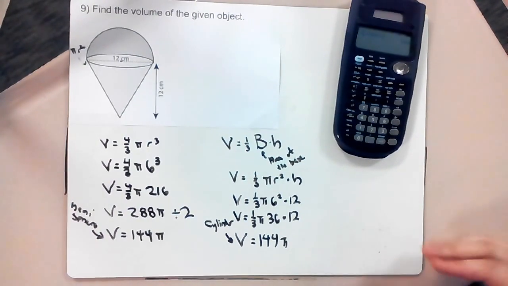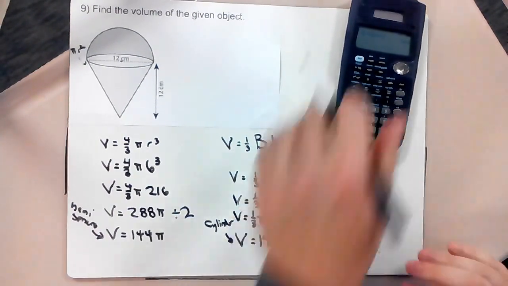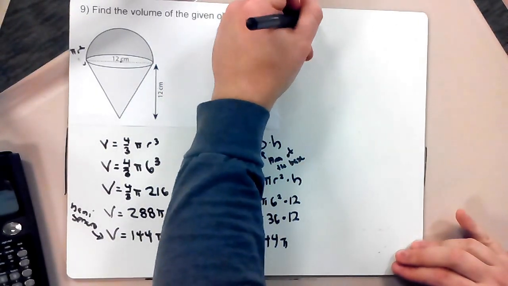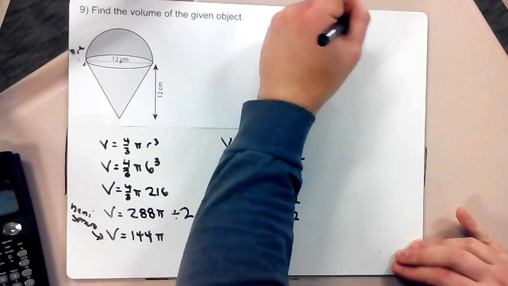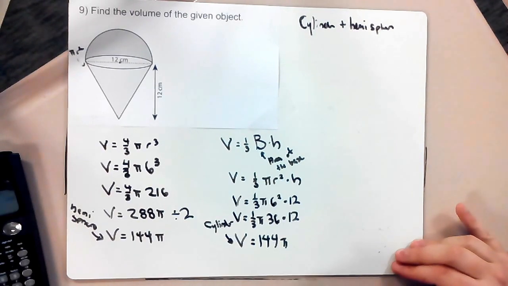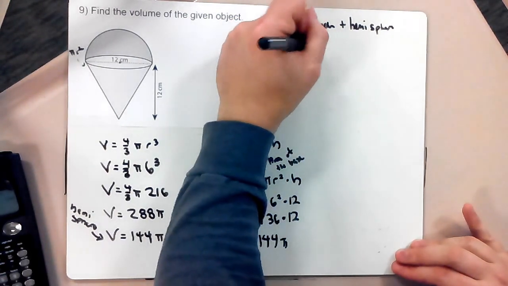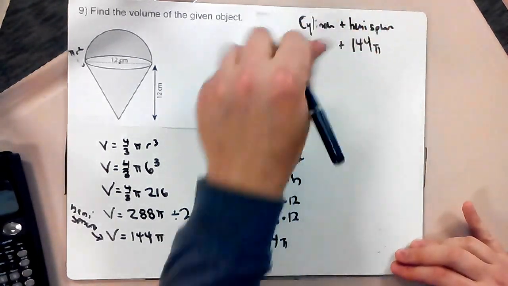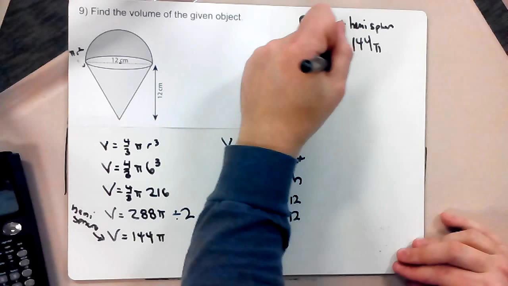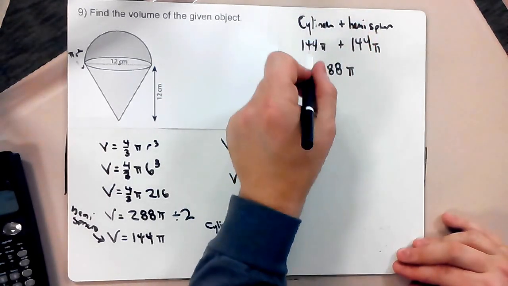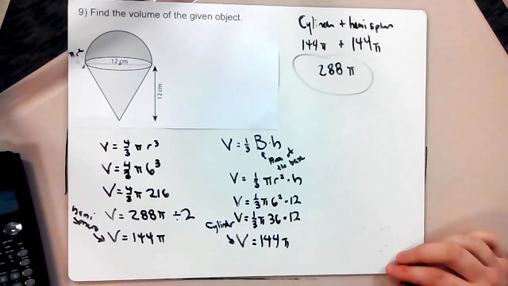That doesn't always happen. Now what I need to do is add the cone plus the hemisphere. So that's 144 pi plus 144 pi. 144 plus 144 is 288 pi. Okay, that's that example. Okay, next.